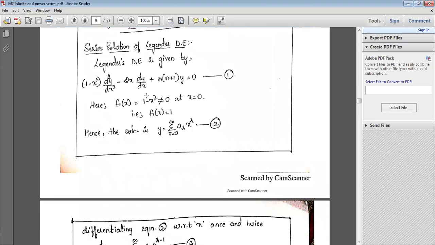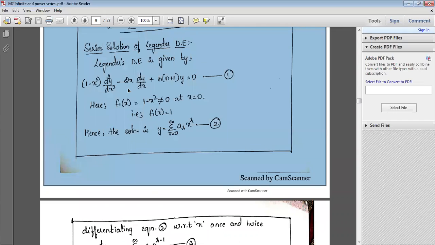This one, series solutions of Legendre's differential equation. How we had Bessel, it is entirely the same as Legendre's differential equation. This is called Legendre's differential equation: 1 minus x square d square y by dx square minus 2x into dy by dx plus n into n plus 1 into y is equal to 0.